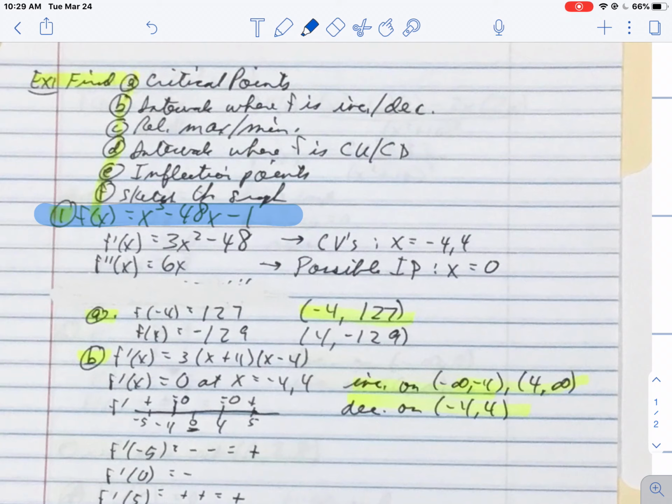So then we'll start first by finding our critical values. Remember, our critical values come from setting our first derivative equal to 0. So I'll take the 3x squared minus 48.